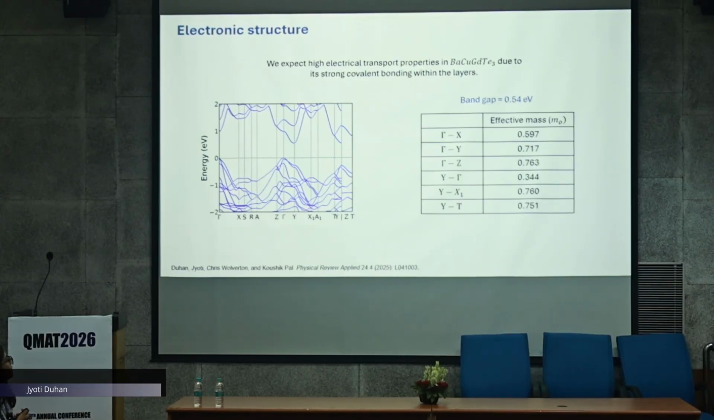Also, the electronic structure of this compound shows that it has a band gap of 0.54 electron volt, and it has strong covalent bonding within the layers, and due to that it is expected to have good electrical transport as well, and that is evident from the effective masses also, which are very small in number.